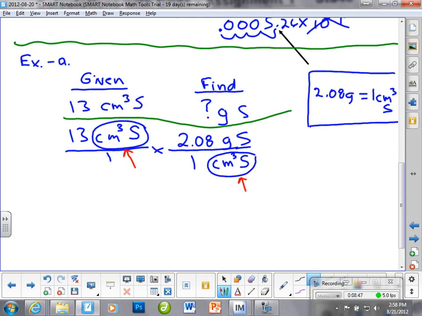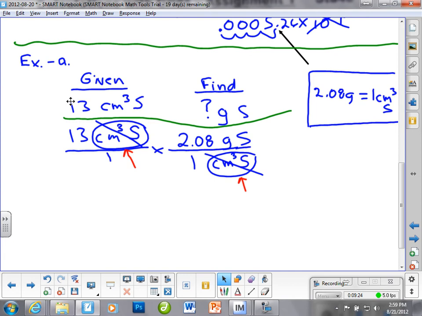Otherwise, it won't cancel. This whole method is called unit cancellation. So I've got the unit canceled here, and the unit of measure that's left is grams, which is what we're supposed to find. So now we get our little calculator out, and I'm going to put in my 13. Oops, turn it on, it works better. I put my 13 on top, and because the next number is on top also, I put in my 2.08 after hitting the times. So I have 13 times 2.08.